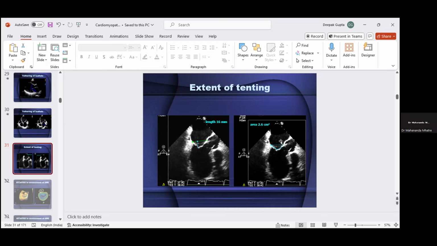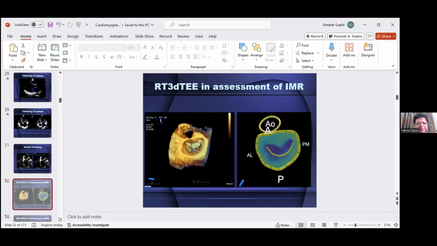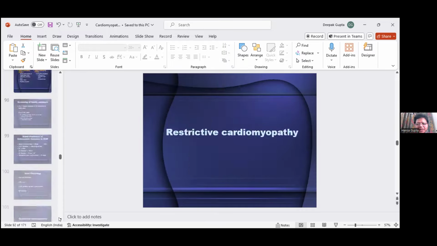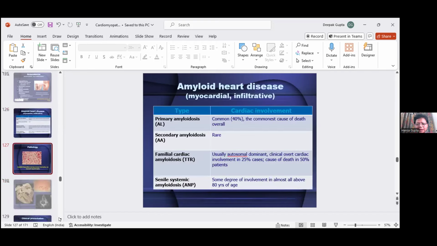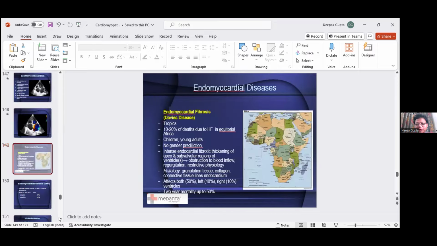Another question, madam: how will you differentiate restrictive versus constrictive on the basis of mitral annulus velocity? Explain again, like E by E prime and all this. Let me show you this one. This will be covered by Dr. Akesh in the pericardial diseases. It is getting covered. So that will be clear. I just wanted to tell you to keep this in your mind, and I quickly rushed through this. It's given in the slide; I didn't want to cover this.